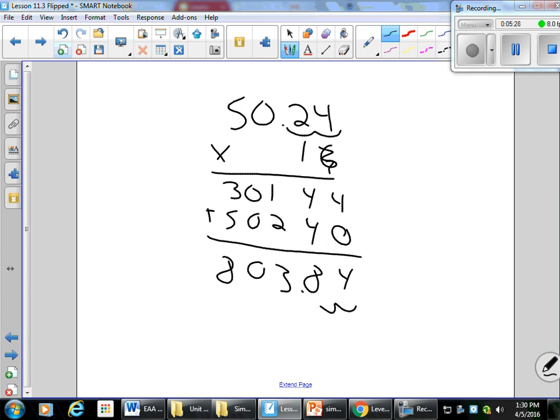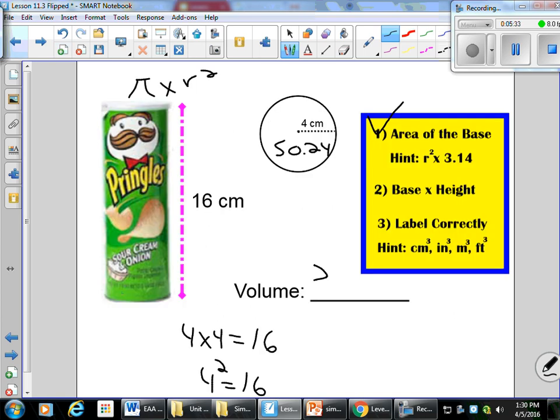My answer is 803.84. How am I going to label this? I'm in centimeters. Centimeters cubed.